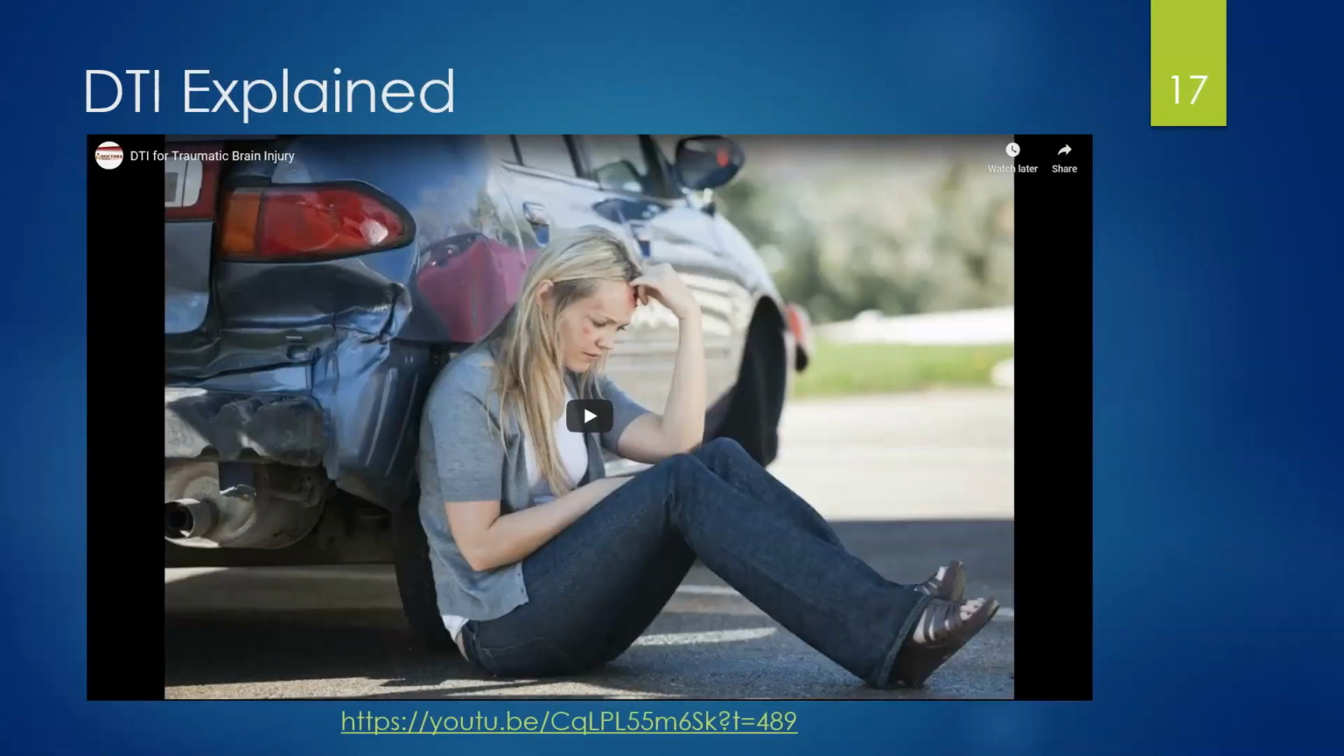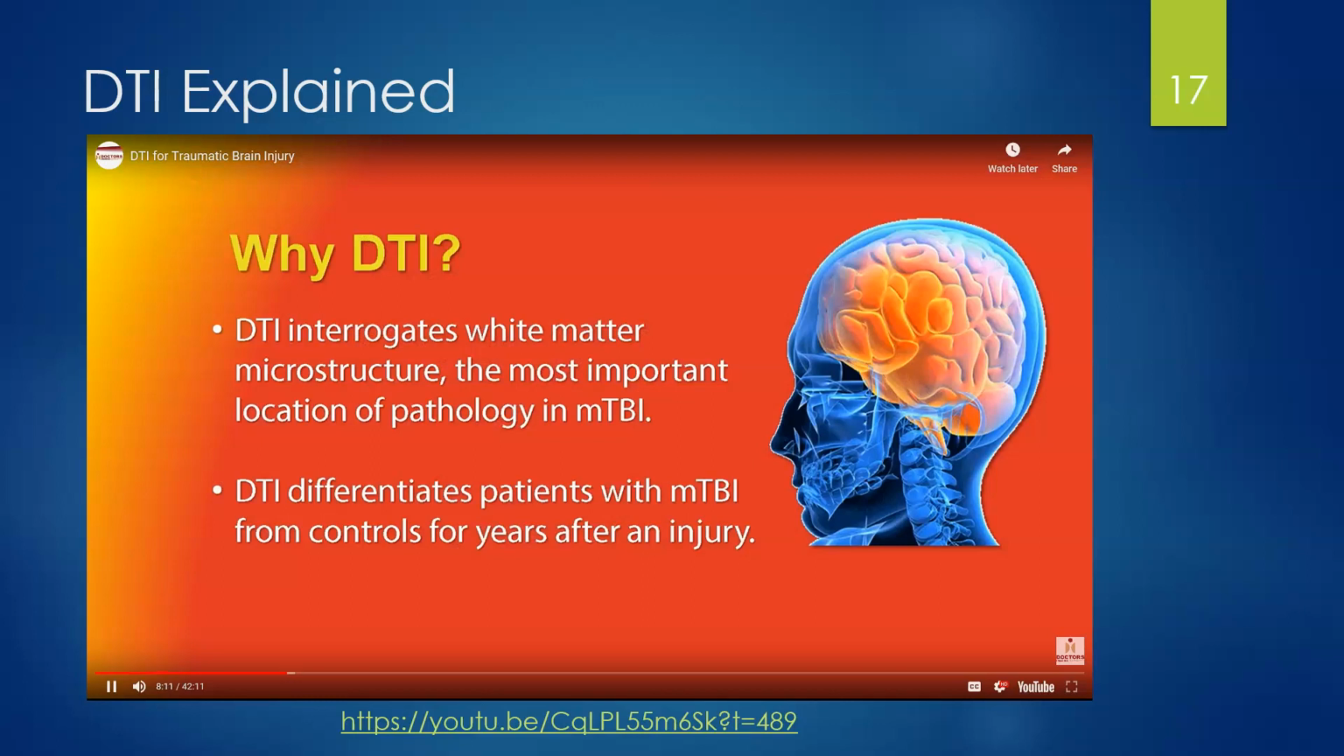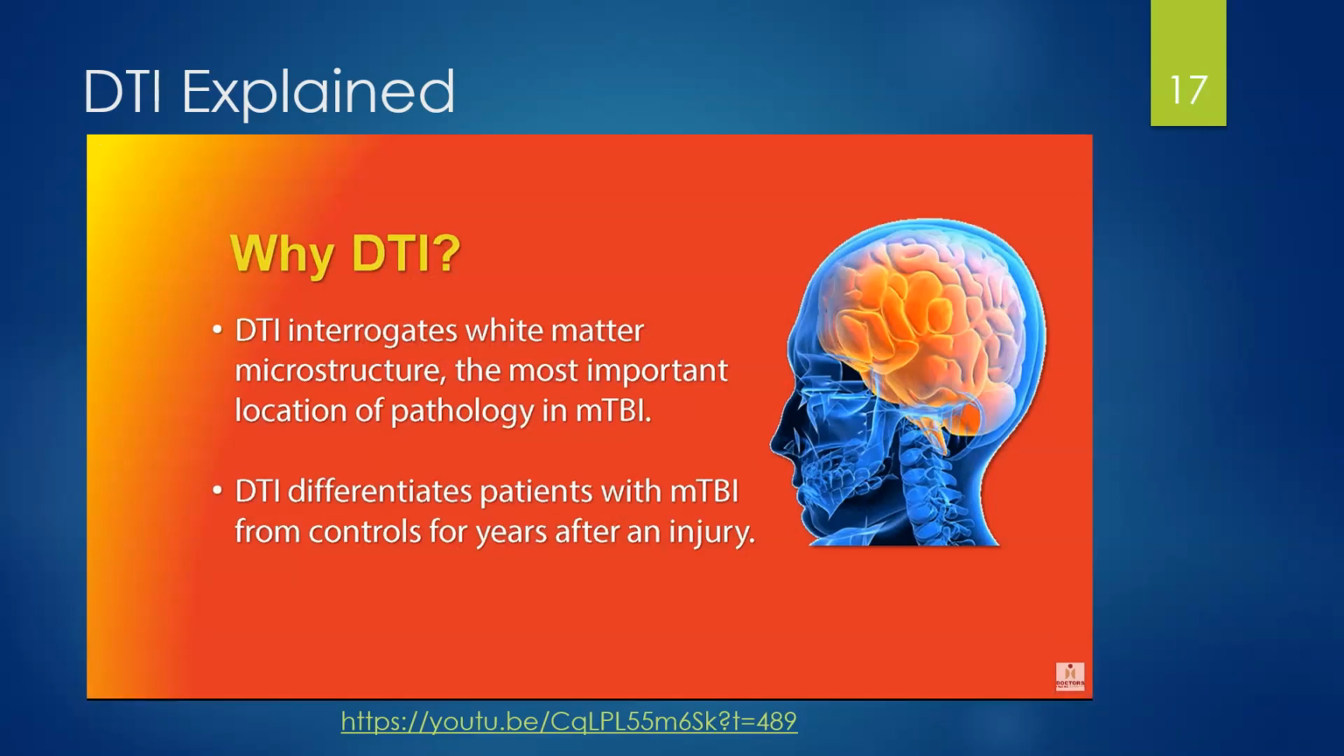Okay, so let's get into looking at DTI and exploring that a little bit further. So why do we perform DTI? Well, DTI interrogates the white matter of the brain, in particular the microstructure, and that's the most important location of pathology. And DTI differentiates patients who have traumatic brain injury from normal controls, and this can be seen years after the injury.